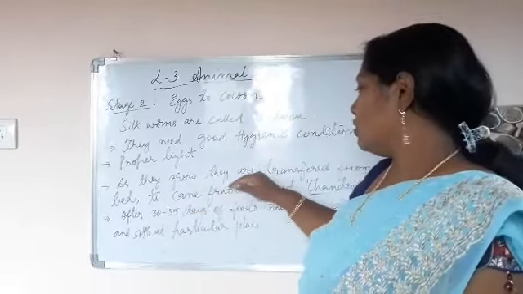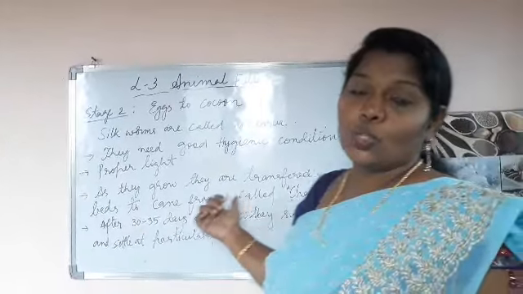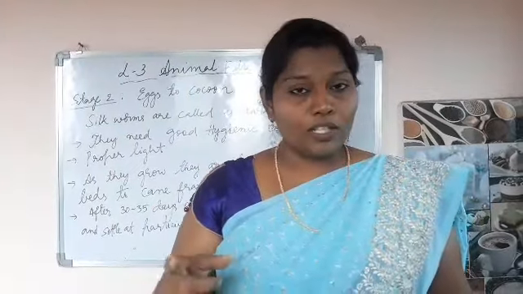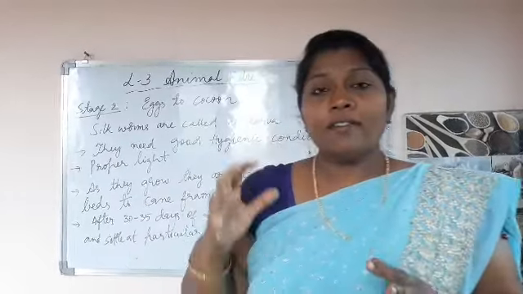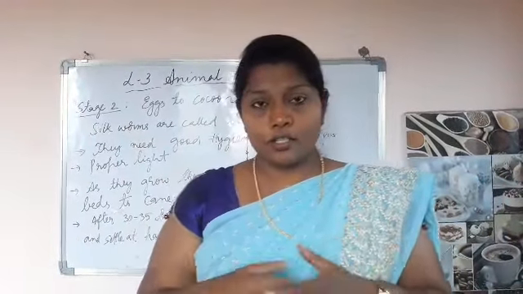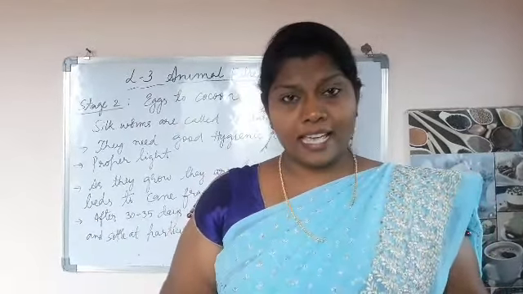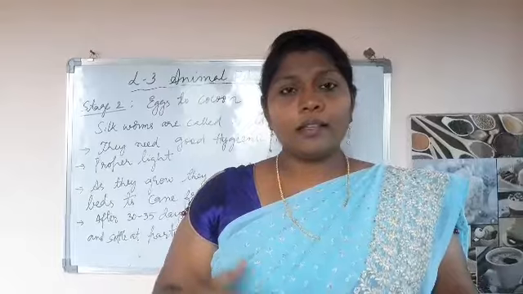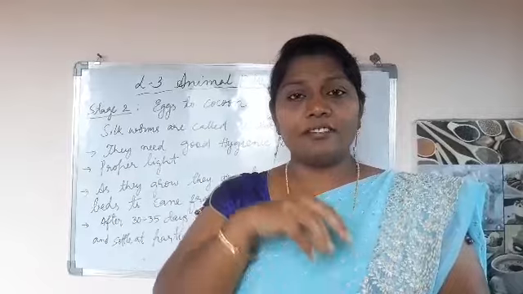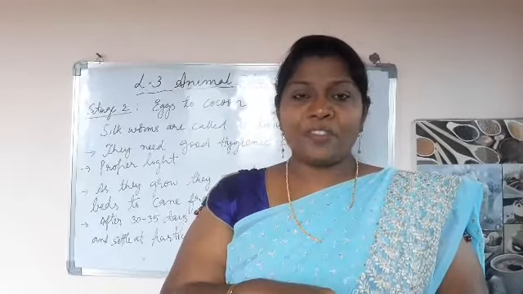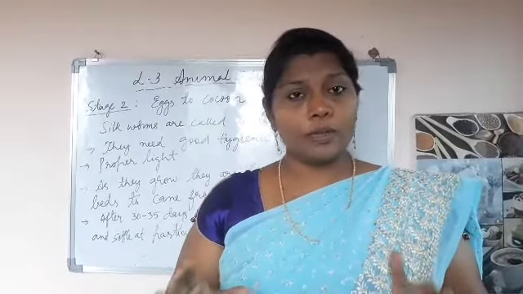Okay. As they grow, they are transferred from beds to cane frames called chandrikalu. So children, I told you before about the beds, what do you call those beds? Chilakalu. Okay, now they brought the eggs from there and started rearing these eggs on the mulberry leaves. Once the eggs hatch, they get a larva, that is nothing but the silkworm. This silkworm feeds very nicely upon the mulberry leaves. So they need proper hygienic conditions and proper light to grow into bigger size.